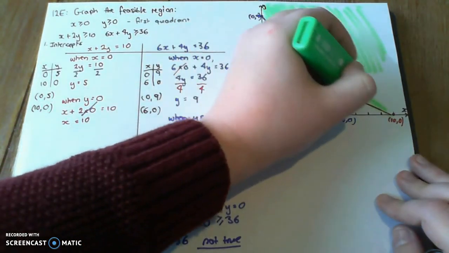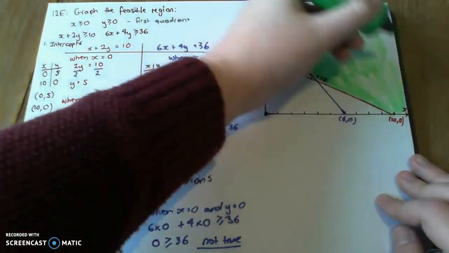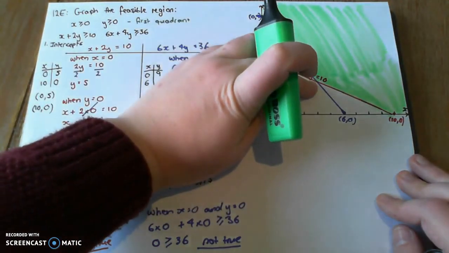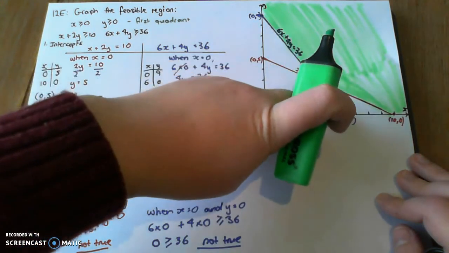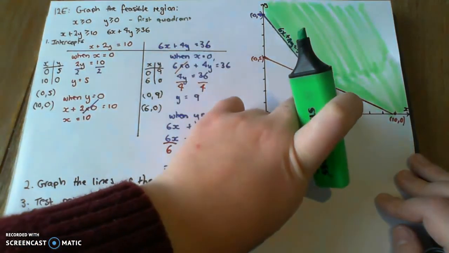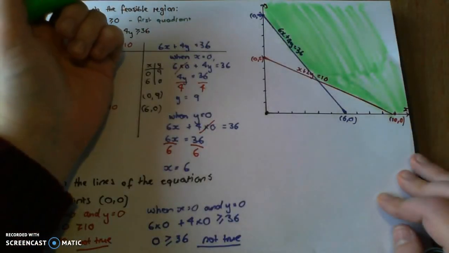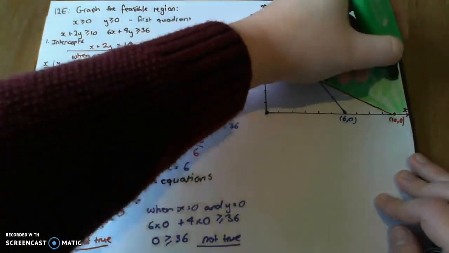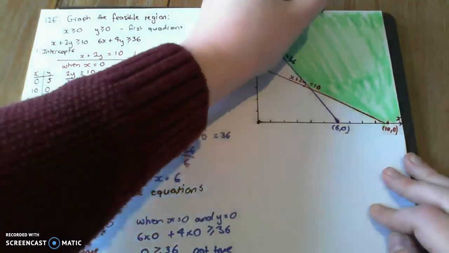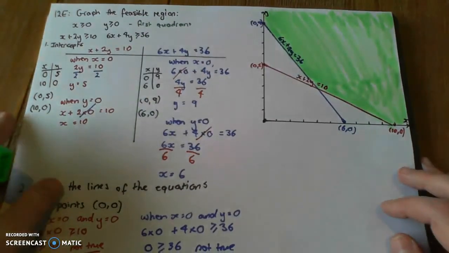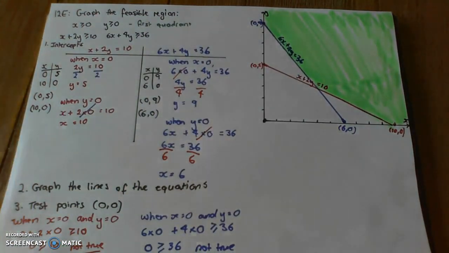But where the blue line meets the red, that is where the feasible region for the blue line ends. So we actually need to only shade where it satisfies both of those inequalities. So that will be all of this region here.